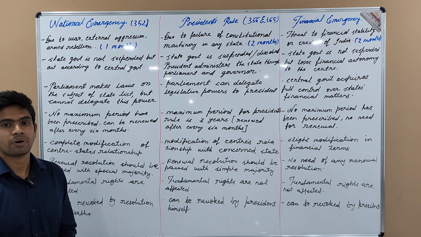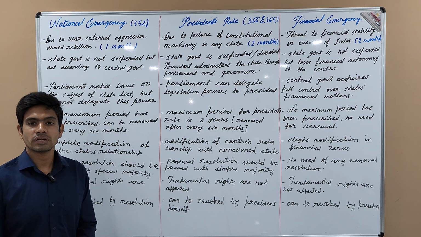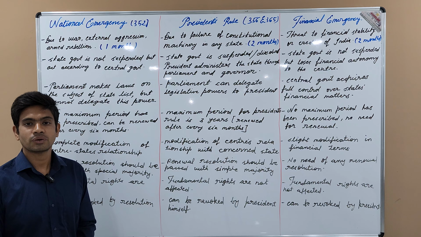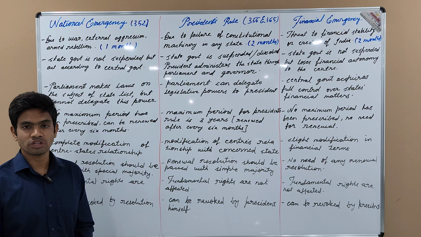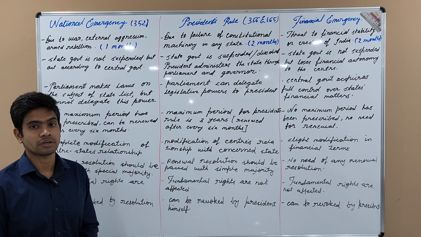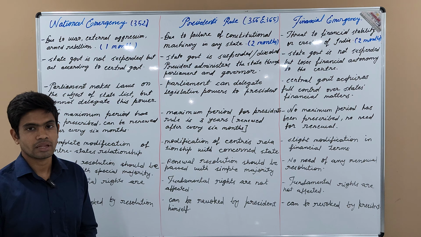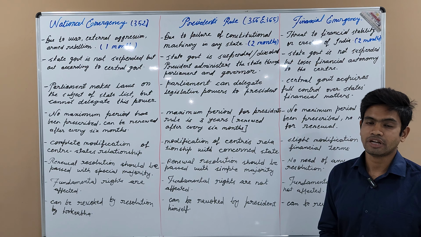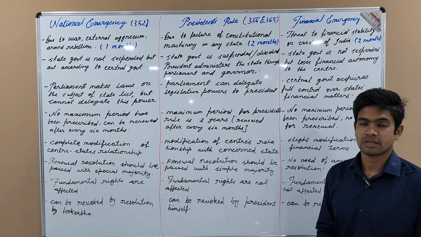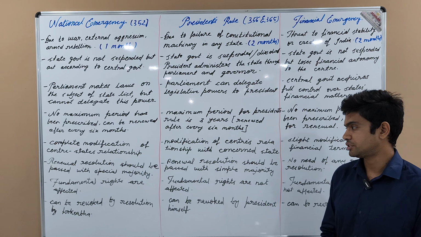Now, as far as the president's rule is concerned, when the president's rule is imposed in a state, within 2 months of its imposition, it has to be approved by both the houses of the parliament, but not by special majority, but by a simple majority. And similar is the case with the financial emergency. The financial emergency also has to be approved within 2 months of its imposition or proclamation, but with simple majority in both the houses of the parliament.